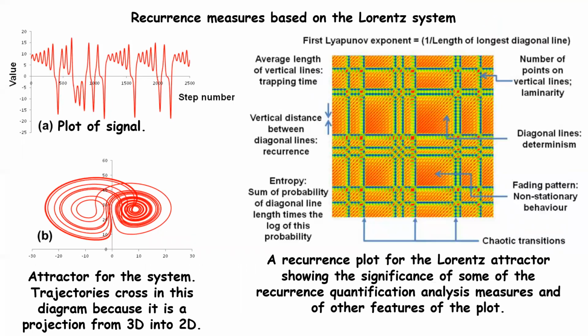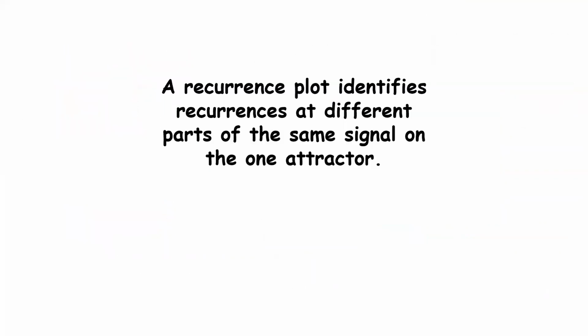Here we look at the signal on the top left from the Lorenz system. B shows the attractor for the system. The system en masse is either convecting clockwise, for example, with a greater than 0 value, or anti-clockwise, perhaps with a less than 0 value of the signal. The recurrence plot is shown in the right-hand figure, showing that the vertical distance between diagonal lines is a measure of recurrence, and that vertical lines represent chaotic transitions. A recurrence plot identifies recurrences at different parts of the same signal on the one attractor.